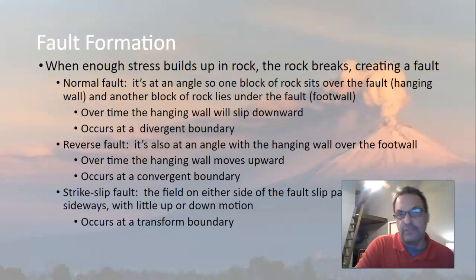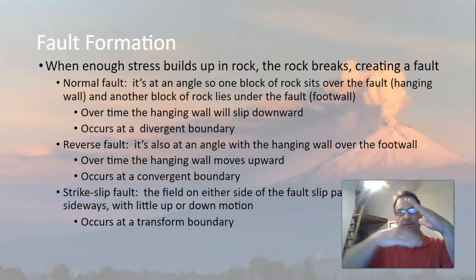When enough stress builds up in rock, the rock will break. This creates a fault. A normal fault is at an angle, so one block of rock sits over the fault, and this is called a hanging wall, and another block of rock lies under the fault. So in other words, when there is a crack, there's going to be one section that's going to lean over the other section. Obviously, the one that's on top is going to be called the hanging wall, and the one that's underneath is going to be called the foot wall. And over time, the hanging wall will slip downward. And this occurs at a divergent boundary.